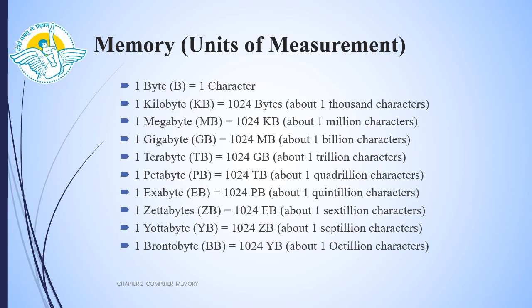Now let us understand the units of measurement. 1 byte is equal to 1 character, which means any character that you type through the keyboard occupies 1 byte of memory space. 1 kilobyte or KB is equal to 1024 bytes, about 1000 characters approximately. 1 megabyte or MB is equal to 1024 KB, that is about 1 million characters. 1 GB or gigabyte is equal to 1024 MB, that is about 1 billion characters, and so on.